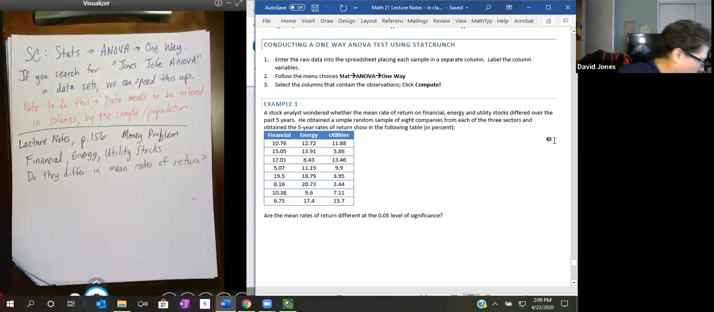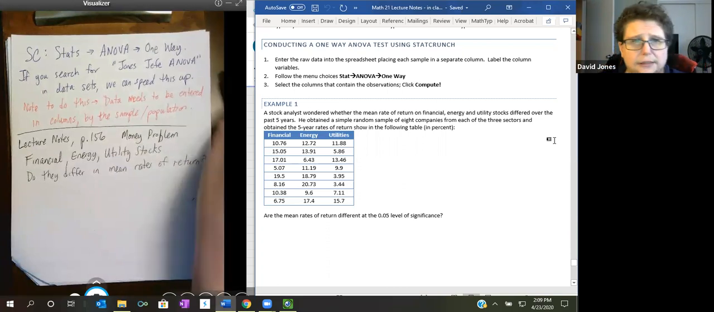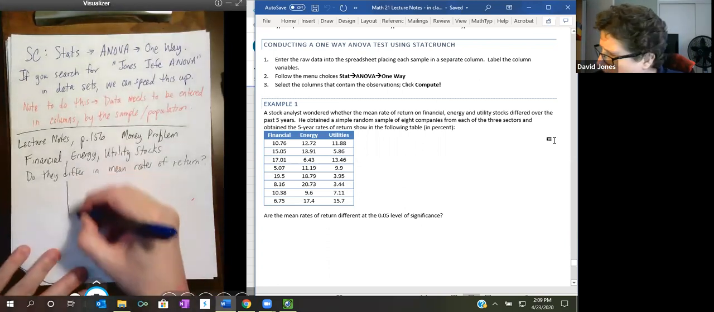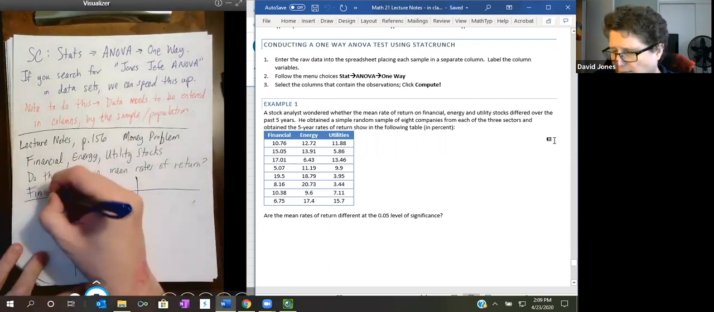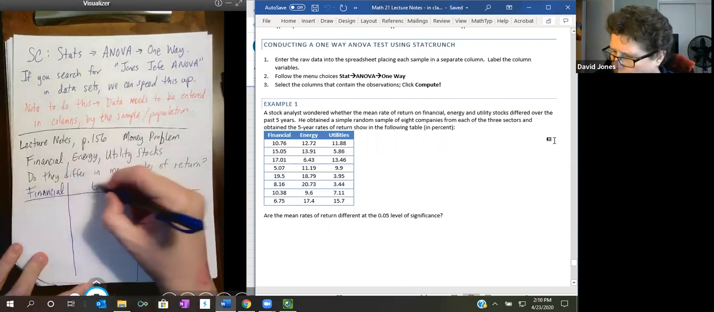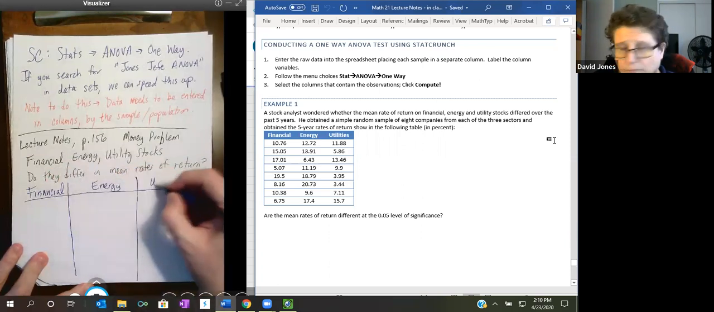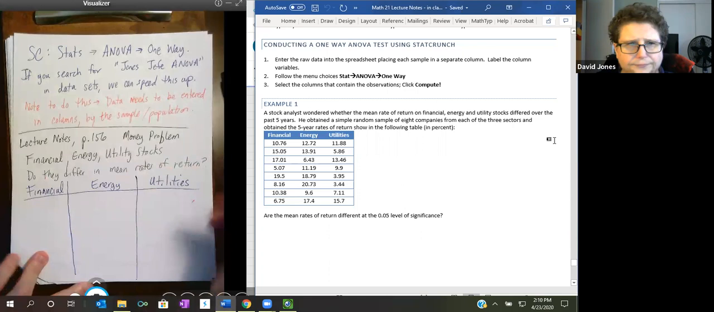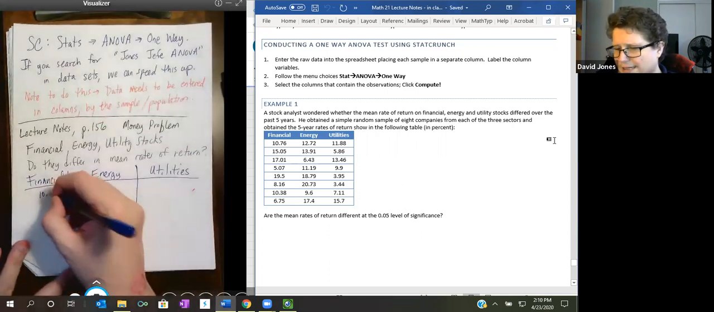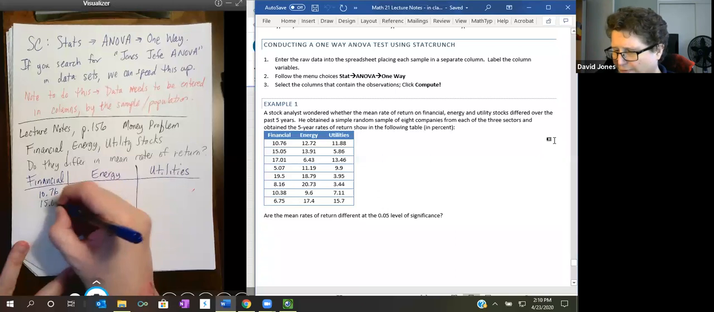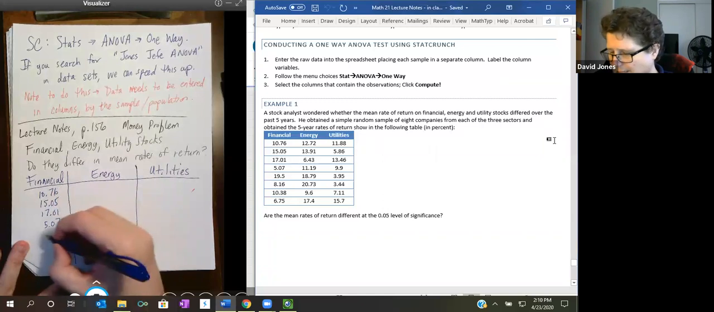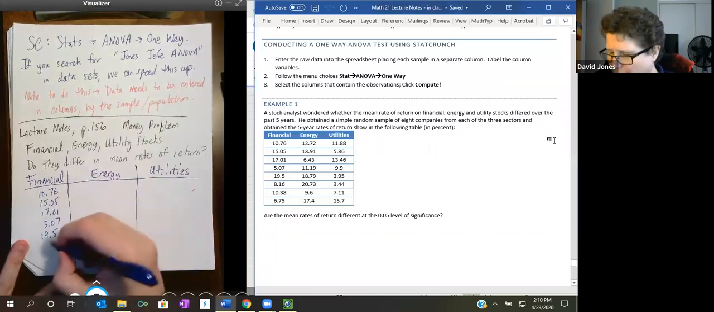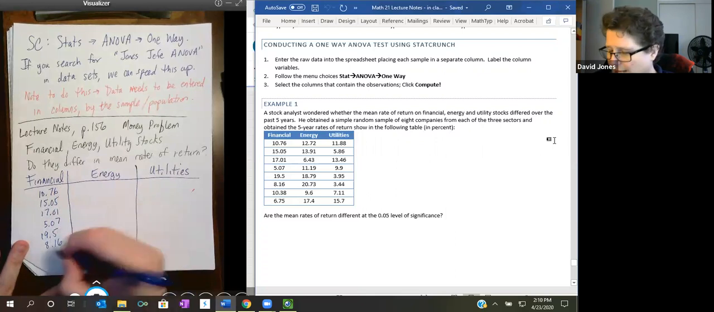That black pen is dead. Toss it. Got a fresh one. Let's make our table real quick for the complete list in the lecture notes. We've got 10.76, 15.05, 17.01, 5.07. I don't need to read them to you. I'm reading directly off the screen or the lecture notes that you have access to.